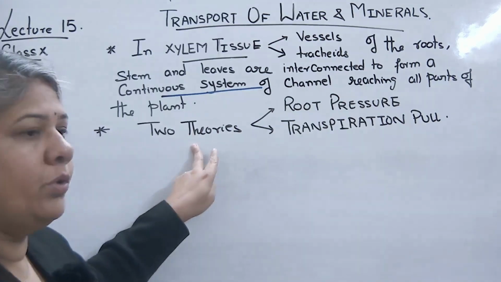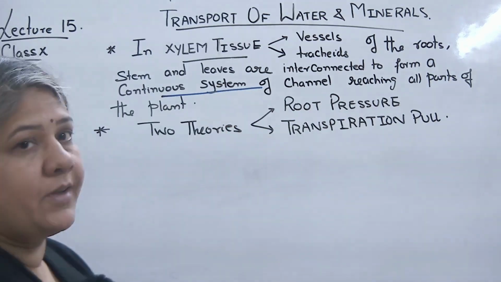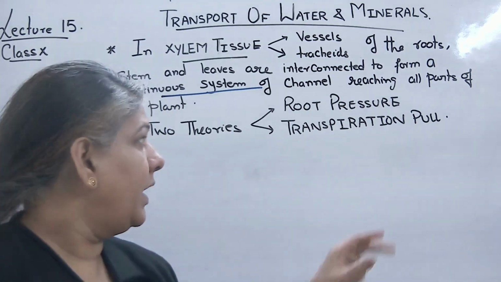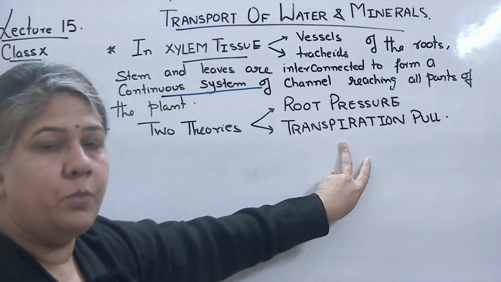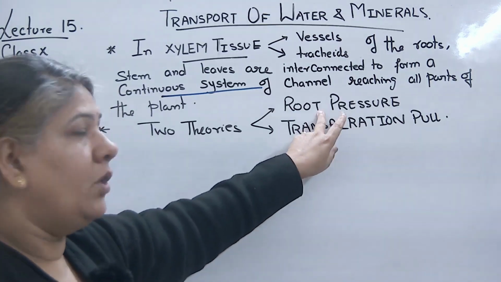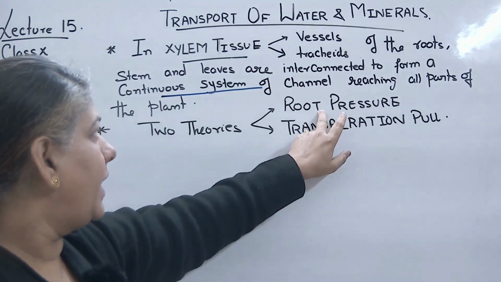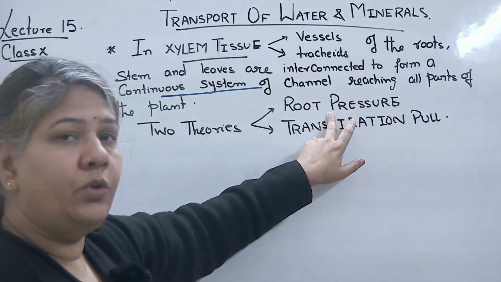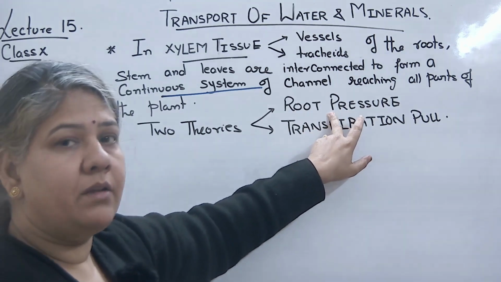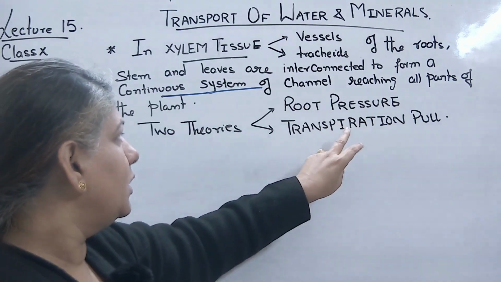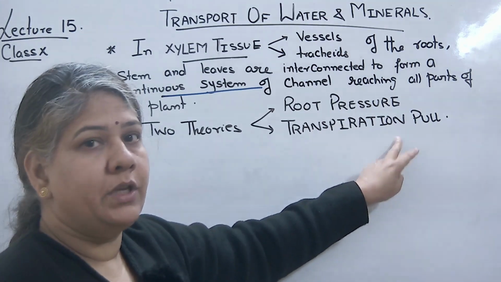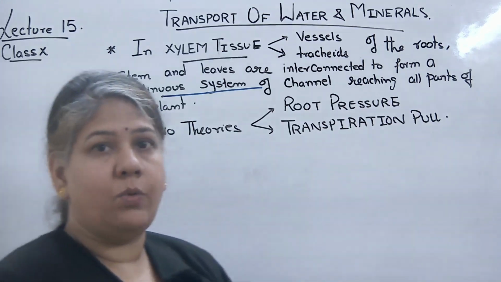Next, there are two theories to explain this transport of water. First is the root pressure theory and another is the transpiration pull theory. Root pressure theory we'll discuss in a while. This explains the use of ATP molecules, that is, energy is required in the process, whereas transpiration pull is a passive force, that is, no energy is required.